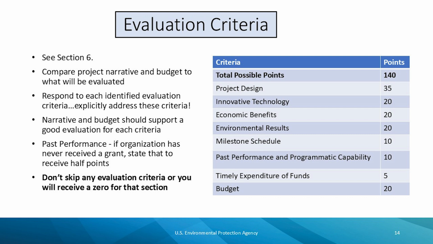Under the past performance section, if your organization has never received a grant or an assistance agreement, please state that to receive half points. If you skip or fail to provide any information for any evaluation criterion, you will get a 0 for that section. The table on this slide shows the point value for each evaluation section. I'm going to say this again. It is very important that you read the criteria identified in Section 6 and provide sufficient detail in the narrative and budget for every item to be evaluated.